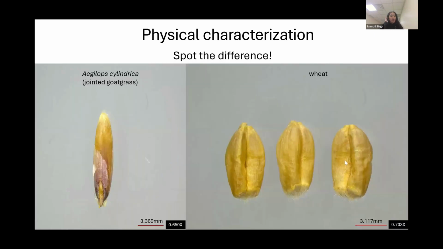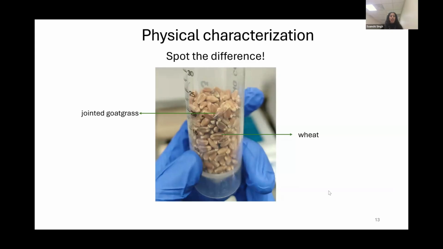And here I'm showing you images that were taken from our microscope in our lab. Jointed goat grass on the left, wheat seeds on the right. And although they look very dissimilar when zoomed in this much, I'm sure you can appreciate the difficulty in identifying jointed goat grass from thousands of wheat seeds, or as is the case in this image, among 499 wheat seeds. And this image was again taken in our lab.